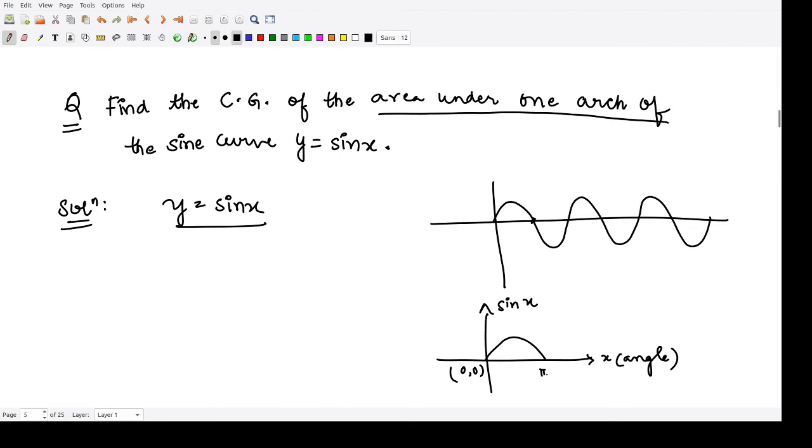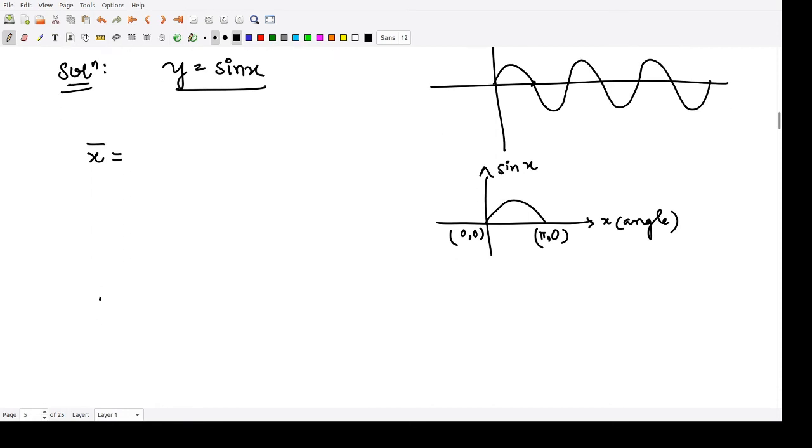So then we have pi comma 0, because the function's value here is 0. So these are the limits under which we have to calculate our center of gravity. So what would be the center of gravity for this point? x bar would be the formula that we'll use, and y bar would be the other coordinate. So what would be the formula for this one?